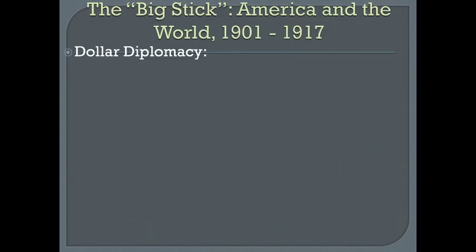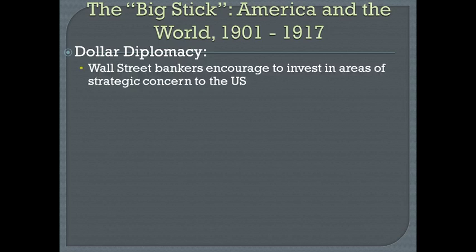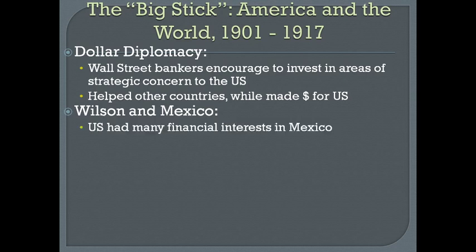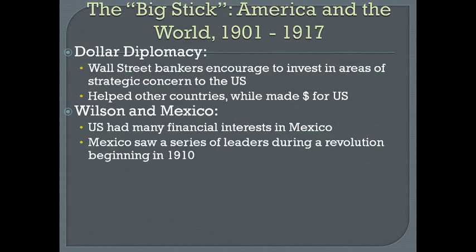Then we have President Taft's foreign policy, which is called dollar diplomacy, and he would have Wall Street bankers invest in areas of strategic concern to the U.S. He would help other countries while making money for the U.S. And then we have the conflict of President Wilson and Mexico. So the U.S. definitely had their eyes on gaining territory or putting influence in Mexico because there was definitely financial interest in Mexico for the U.S.